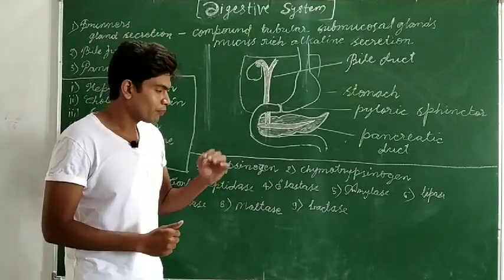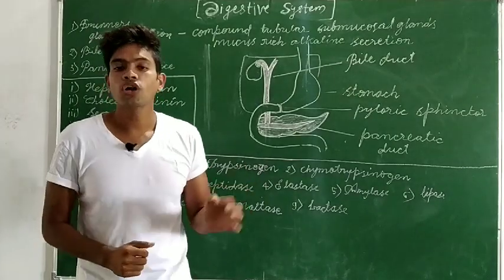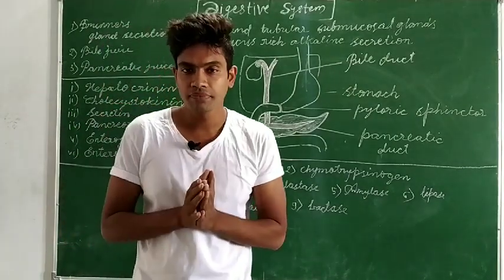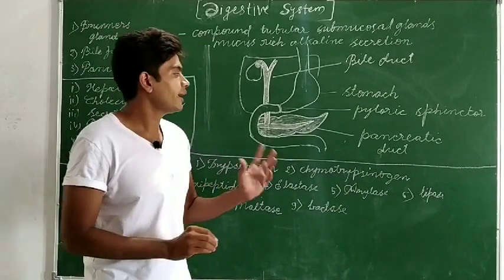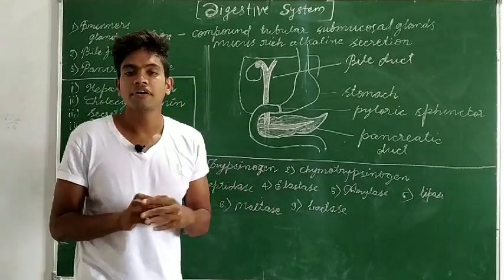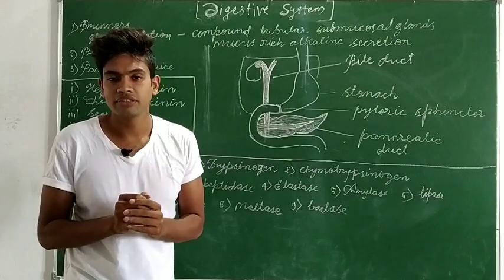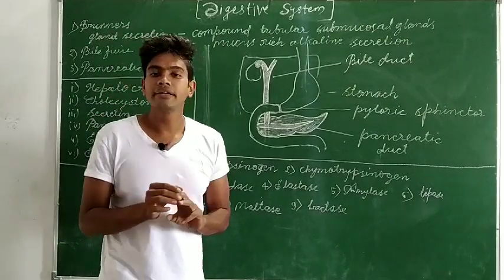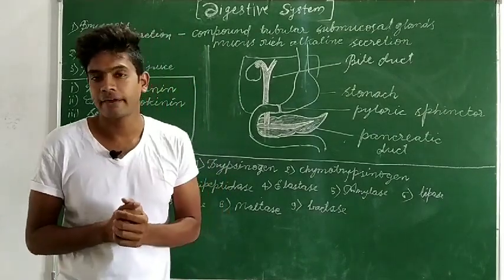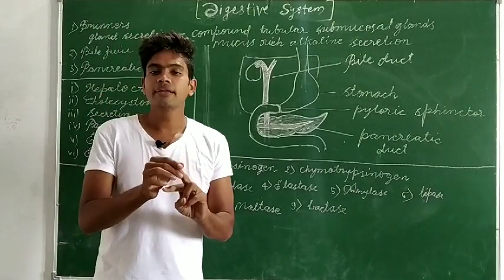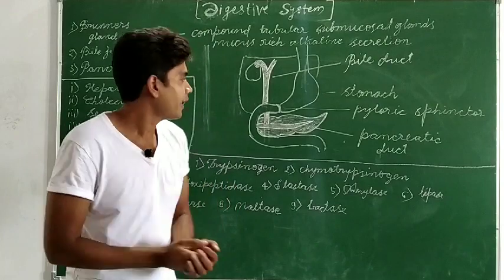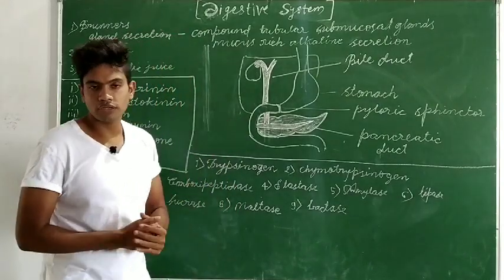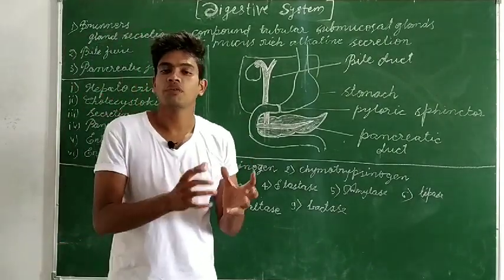Now see, the bile salts emulsify the fat particles and they help in the absorption of fat soluble vitamins. That means vitamins A, D, E and K. So A, D, E and K, these are the four vitamins which are fat soluble, and bile salt helps in the absorption of those vitamins.